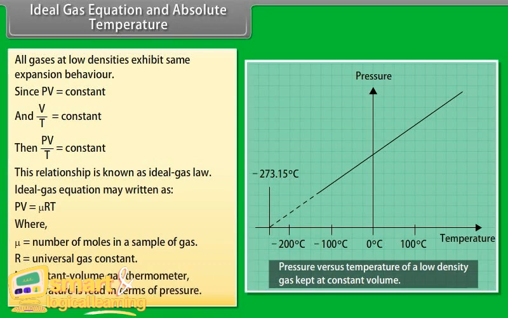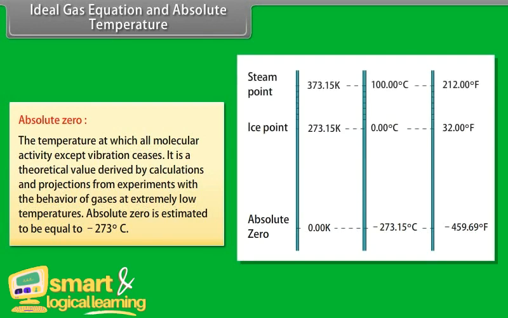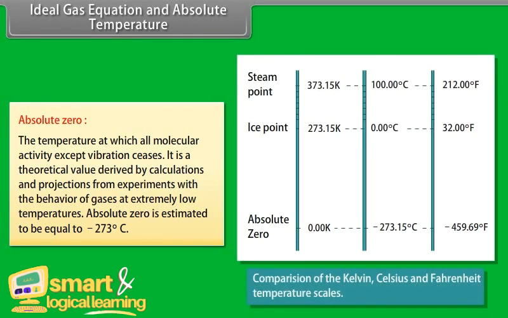In a constant volume gas thermometer, temperature is read in terms of pressure. The temperature at which all molecular activity except vibration ceases is known as absolute zero. It is a theoretical value derived by calculations and projections from experiments with the behavior of gases at extremely low temperatures. Absolute zero is estimated to be equal to minus 273 degrees Celsius.